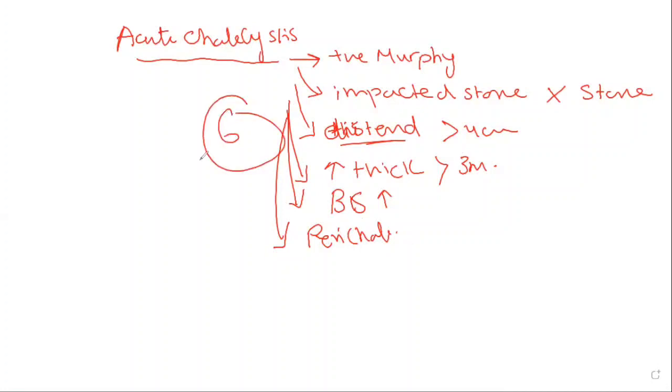These are the 6 cardinal signs of the ultrasound. As we have said, none of them is pathognomonic on its own. It is the combination along with the clinical picture. Now, let's see the complications.